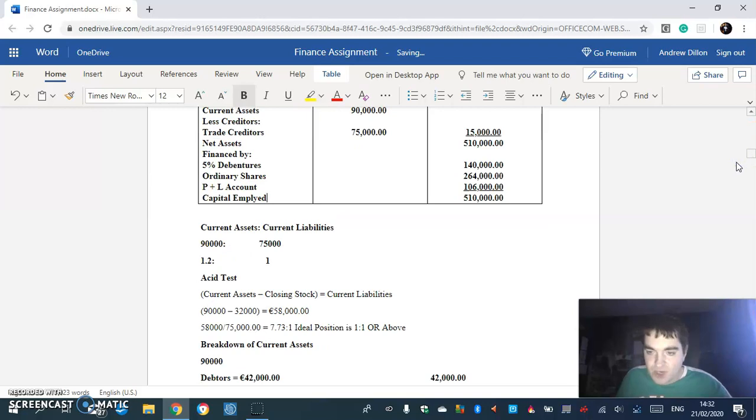Not for question one, no, it's only for the second question in my assignment, where I have to analyse the return on capital employed.